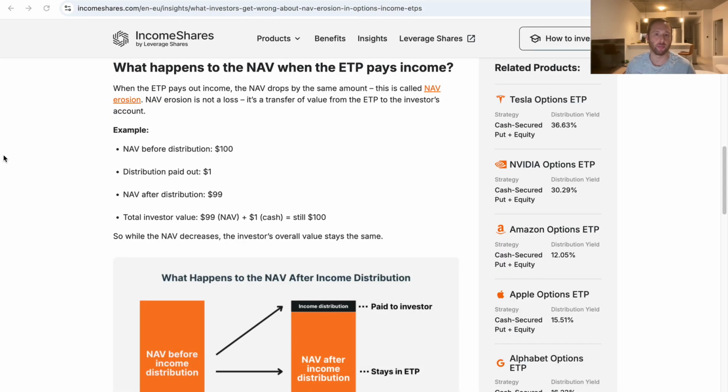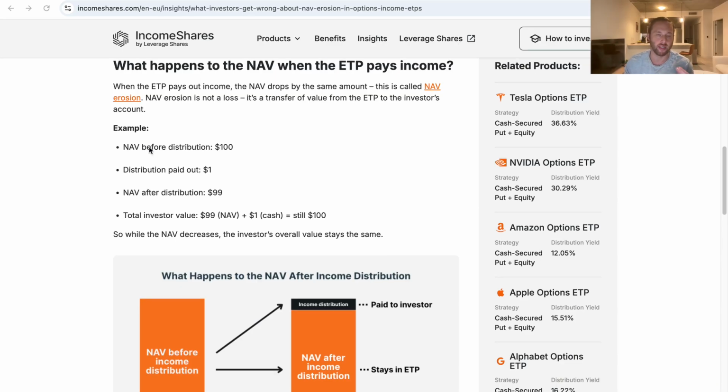So generally speaking, with these ETFs, and this is true of all ETFs, when an ETF is giving out an income, a distribution, it pays that income from its assets under management, from its net assets, and as a result, the NAV will drop by the same amount as the income. And this is generally called NAV erosion. NAV erosion isn't necessarily a loss of funds, but it is a transfer of funds from the ETF to you, the individual investor. And just look at this quick example.